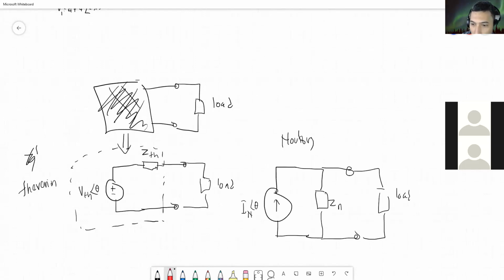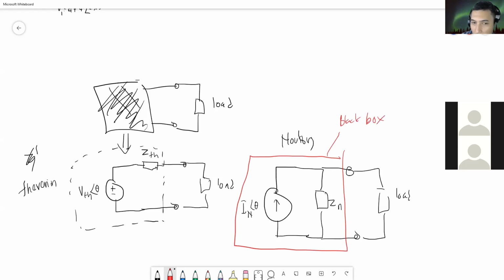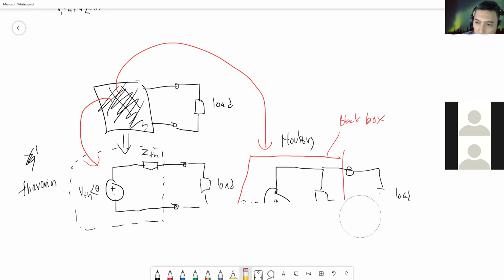Okay, so we have two theorems. This is your black box. So actually this black box can be represented either by using Thevenin or Norton. Okay, and I hope you have already viewed my videos on this, so I don't want to elaborate more. So we just continue with the example.